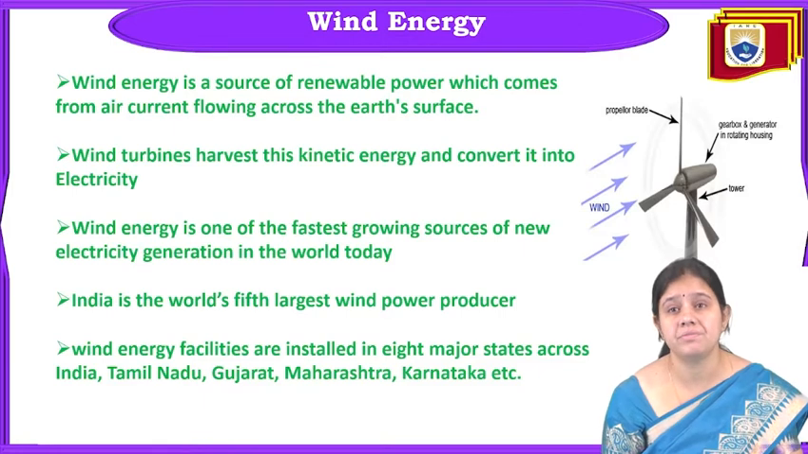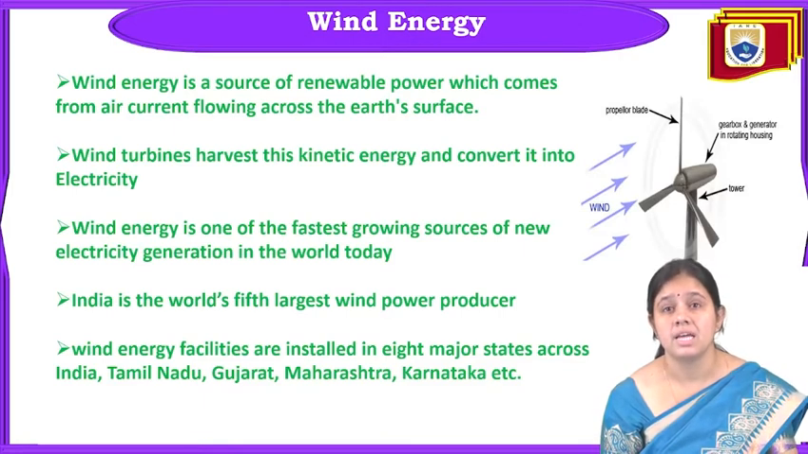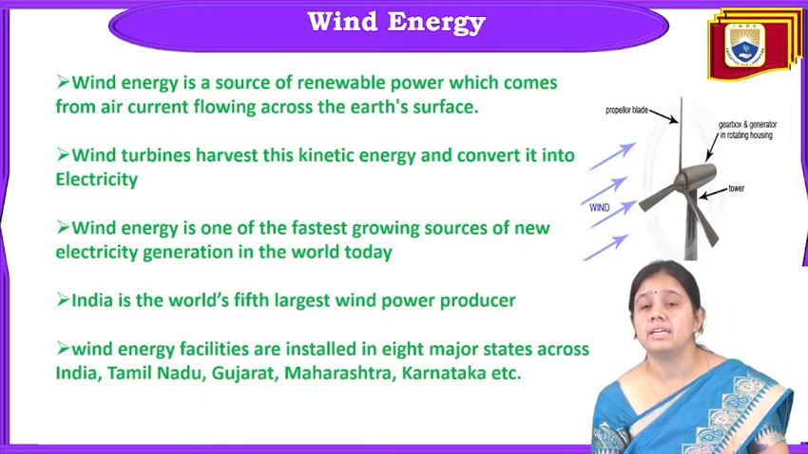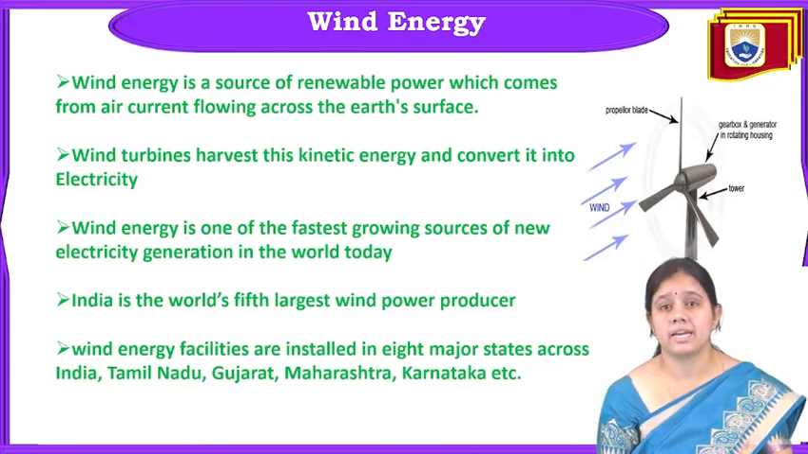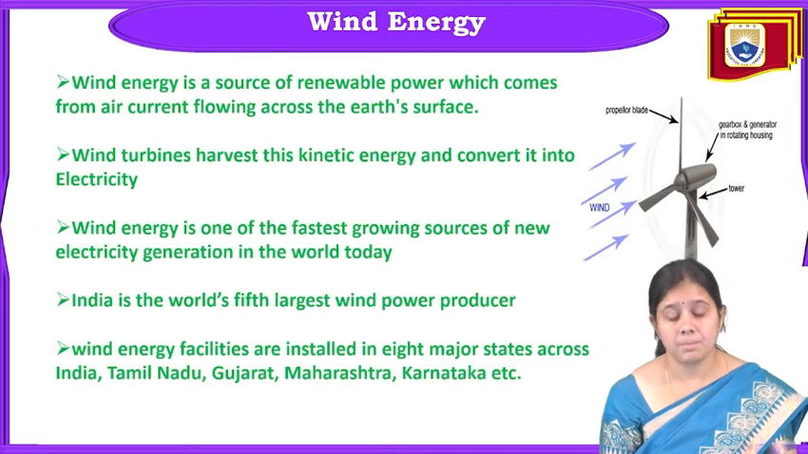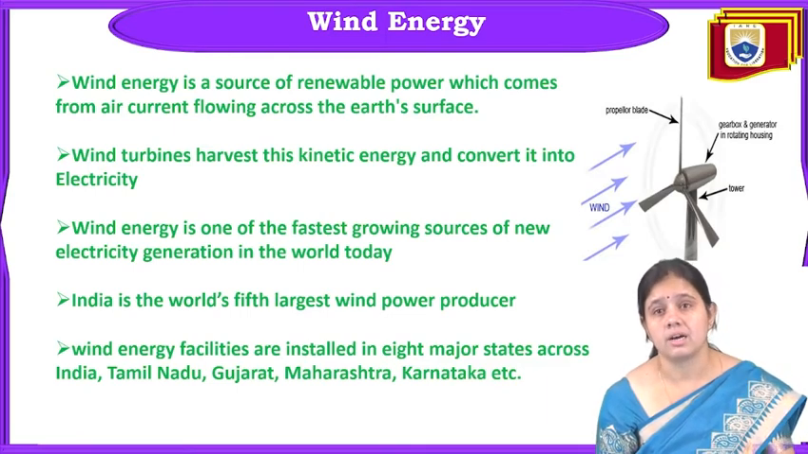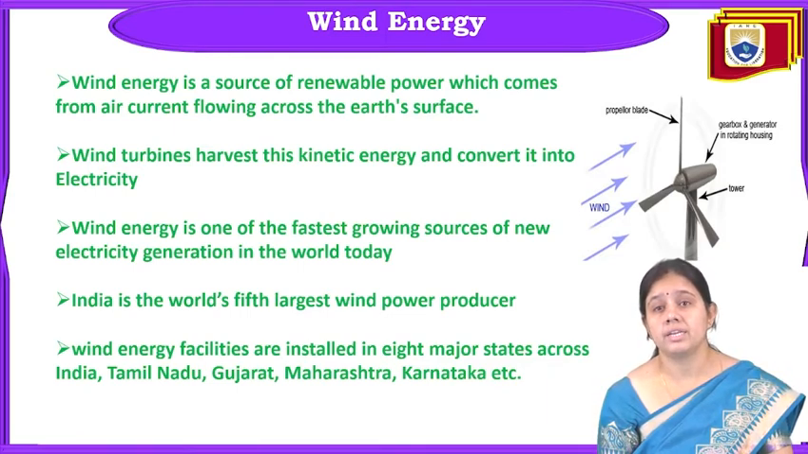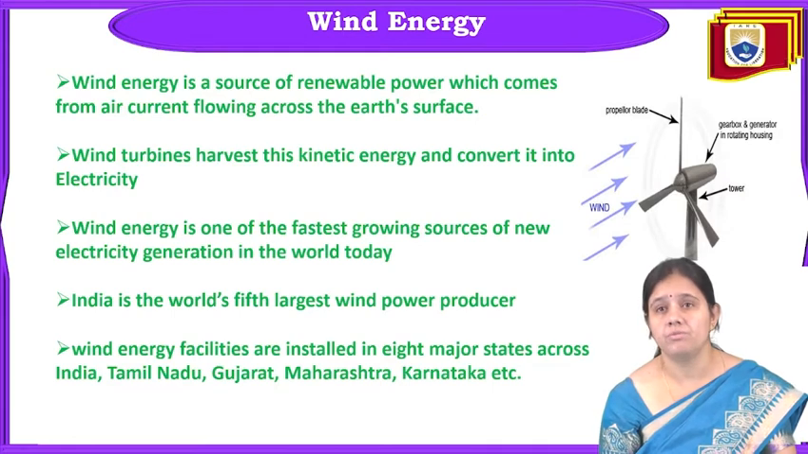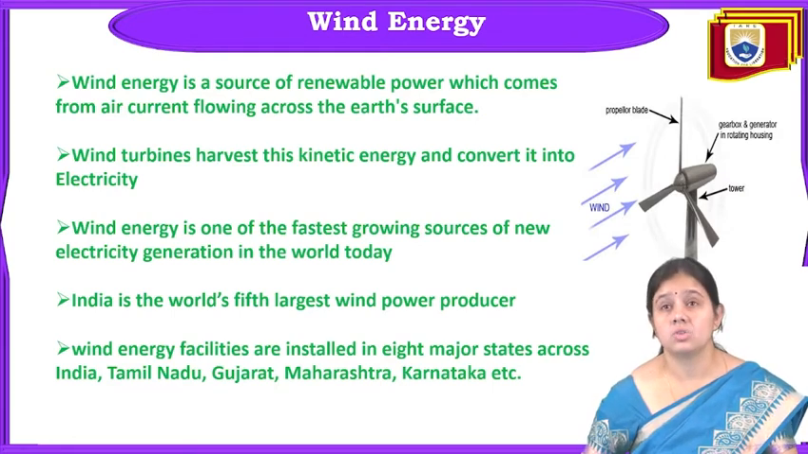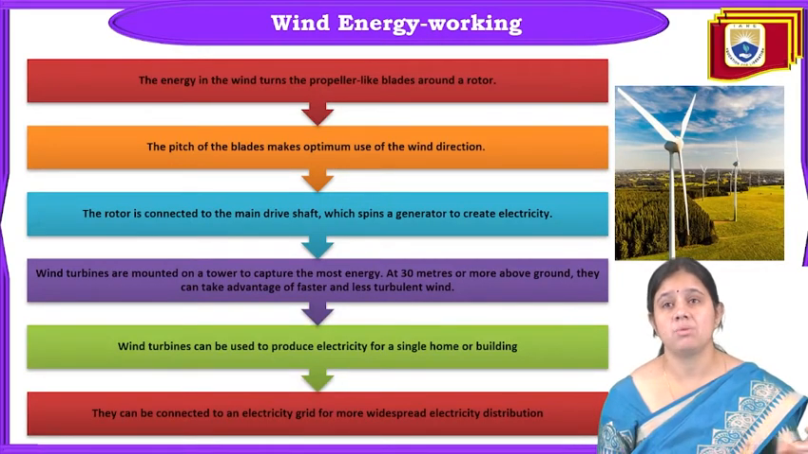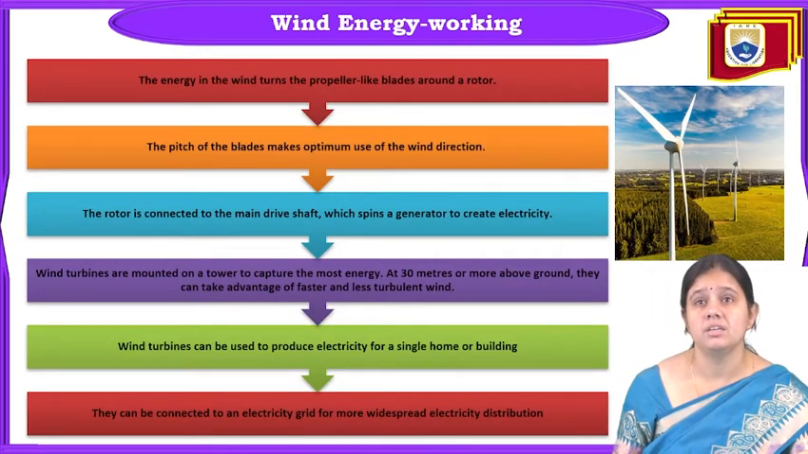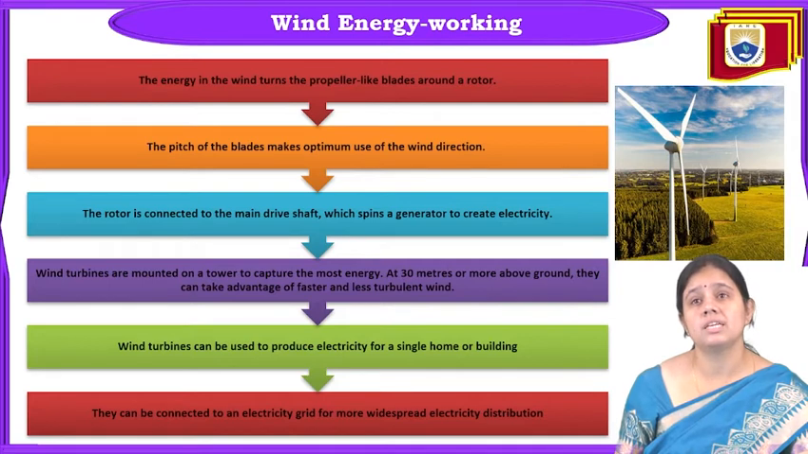India is the world's fifth largest wind power producer, and a good amount of wind energy is installed in 8 major states across India, that is Tamil Nadu, Gujarat, Maharashtra, and Karnataka. Because in the lower and southern regions there is more wind, so that energy is installed in these states. Now we'll discuss the working principle of wind energy, like how it works.